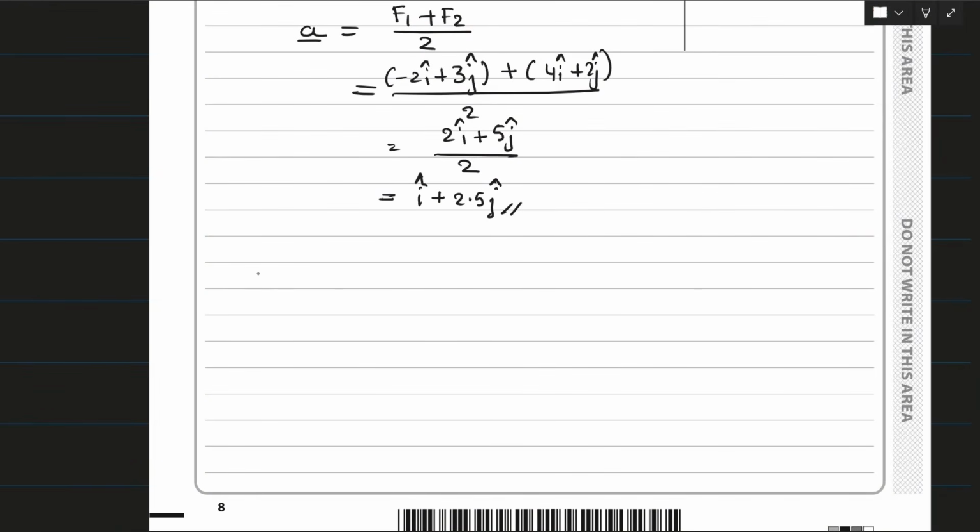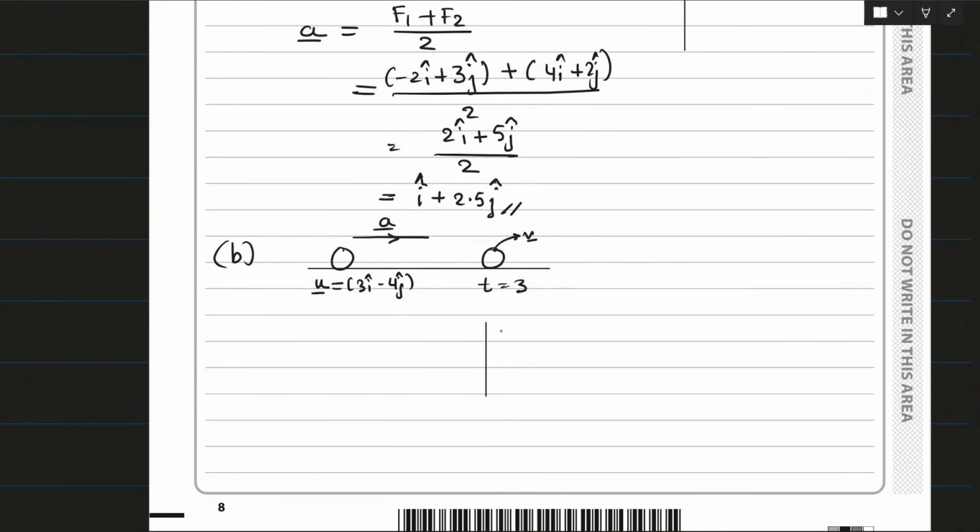From the information, we know that the particle is on a smooth road and there is an acceleration on the particle. The acceleration is I plus 2.5J, and the ball has an initial velocity of 3I minus 4J. We have to find the final velocity of the ball when 3 seconds have passed.